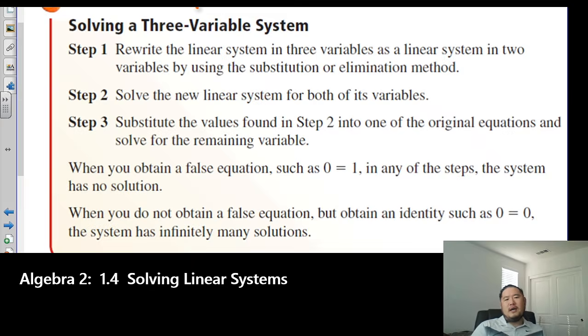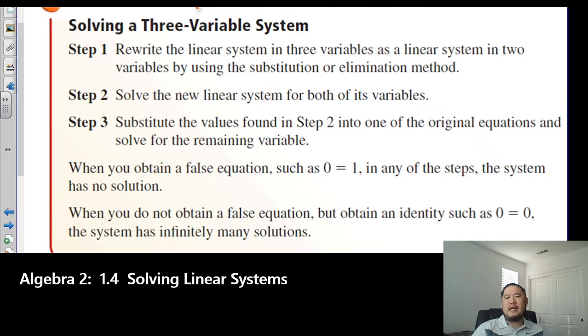it together. So step one is rewrite the linear system in three variables as a linear system in two variables by using the substitution or elimination method. I personally, probably in a lot of these problems, find it easier to use the elimination method rather than substitution. So for most of the problems, I'm going to show you how to use that. We don't have any way for us to solve three different variables. So what they're saying is, let's take two equations and let's eliminate.